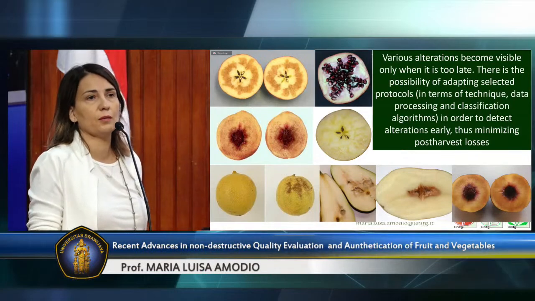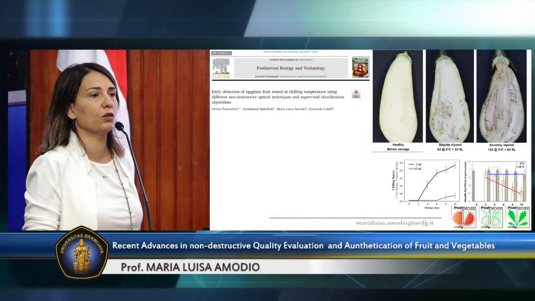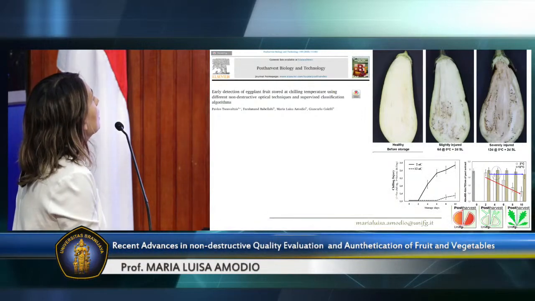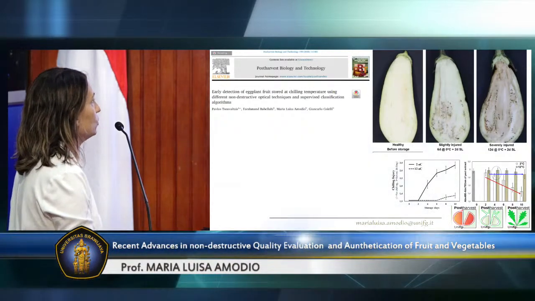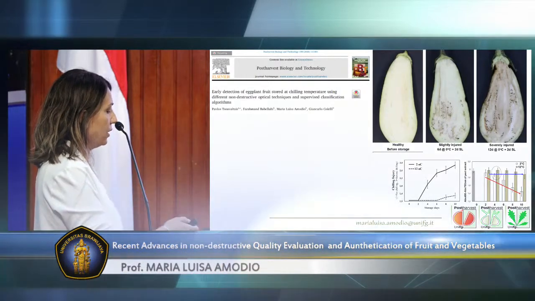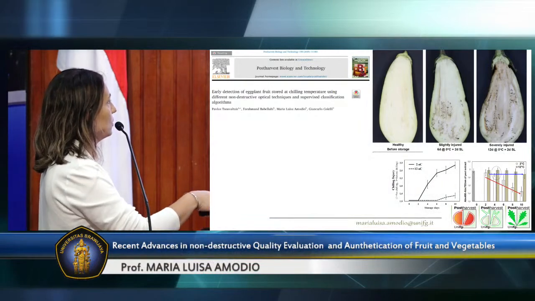An example of a physiological problem is chilling injury in eggplants. We stored the eggplants at 2 temperatures, 2 degrees and 12 degrees, and already after 3 days, we got some, oh, okay, now it seems it works.